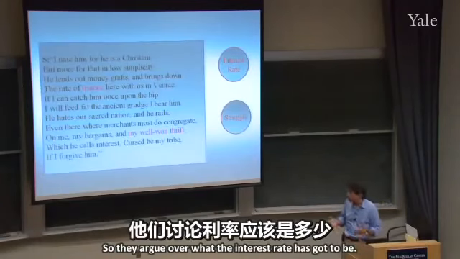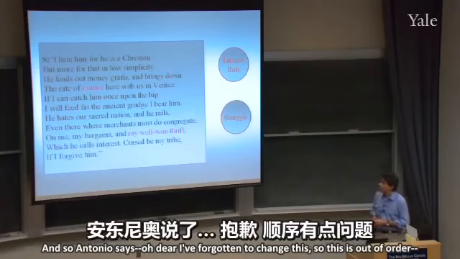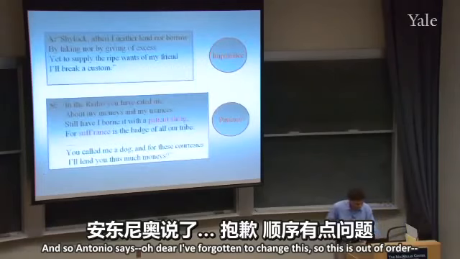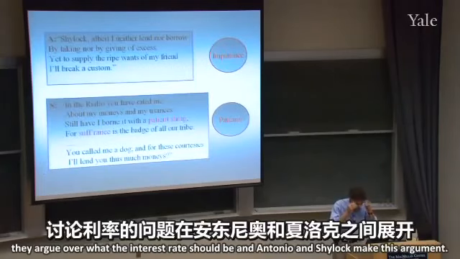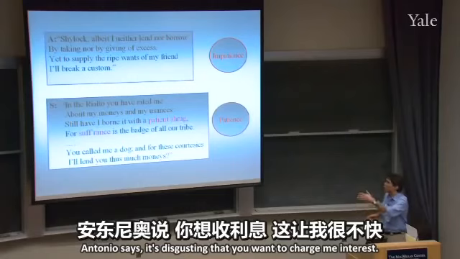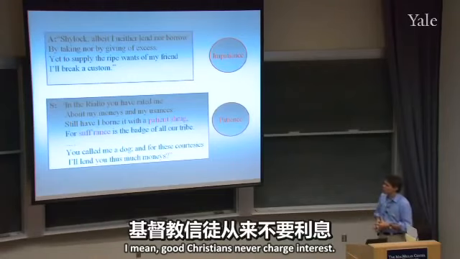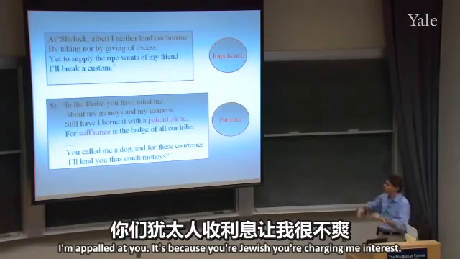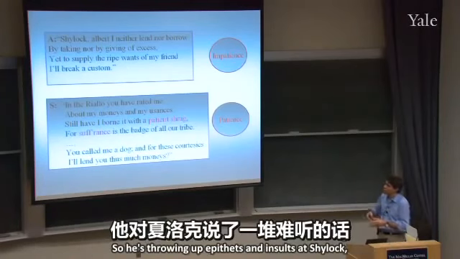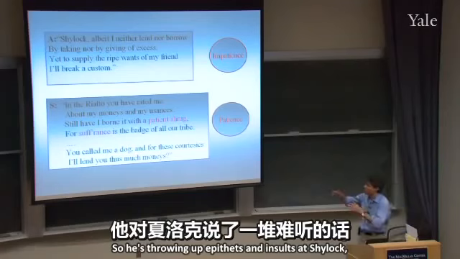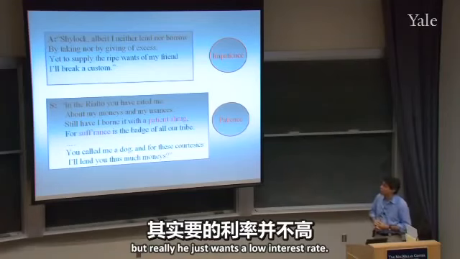Okay, so they argue over what the interest rate's got to be. Antonio says it's disgusting that you want to charge me interest. Good Christians never charge interest. I'm appalled at you. It's because you're Jewish that you're charging me interest. So he's throwing epithets and insults at Shylock, but really he just wants a low interest rate.